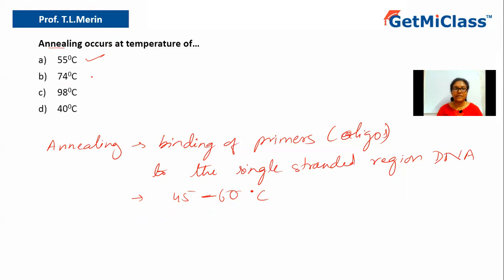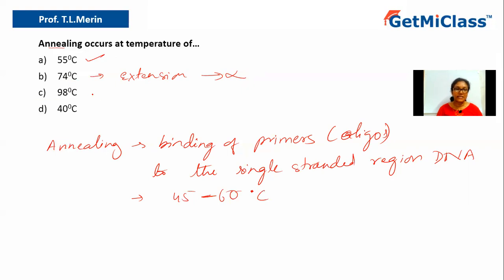Then 74, at this temperature, like 72 to 74, there will be extension. Extension in the sense, during polymerase chain reaction, the Taq polymerase, which is thermostable, will bring about extension. That means it will create a polymer of nucleotides. So it will extend by addition of nucleotides. So this is extension. Hence it is ruled out. So at 74 degrees Celsius, it will not get annealed. So that we have to keep in mind.